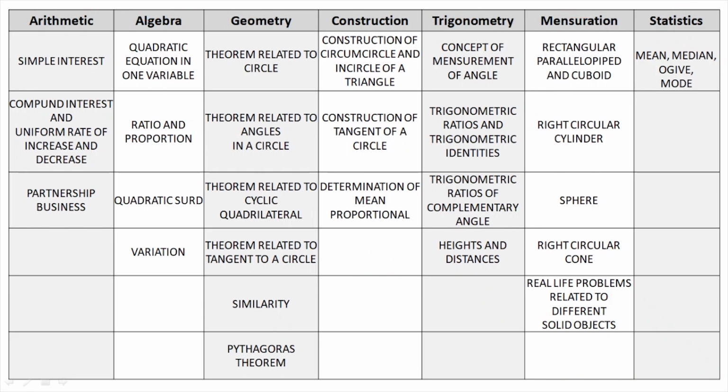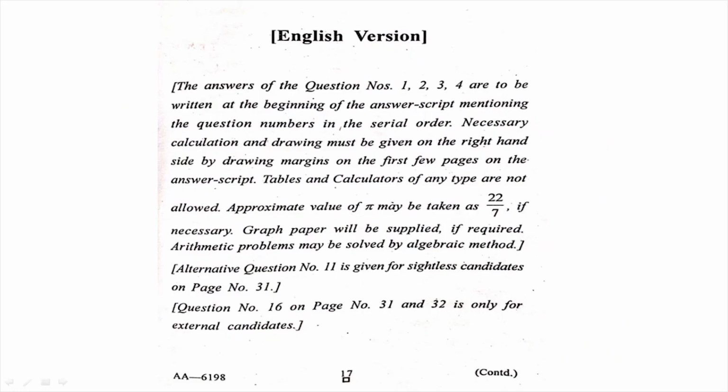Okay, let's see what kind of pattern the board follows while setting up a question paper. So this is the instruction that will be given in the question paper. The answers of question numbers 1 to 4 are to be written at the beginning of the answer script, mentioning the question numbers in serial order. So these 4 questions must be written in the beginning of the answer script in serial order. You have to first answer 1, then 2, then 3, and 4. After that you can answer in whatever order you like, but 1 2 3 4 must be answered in this order.